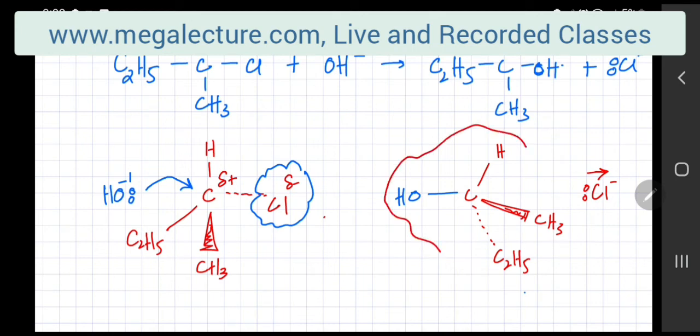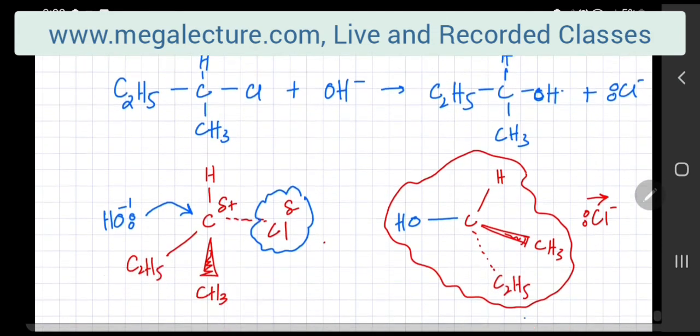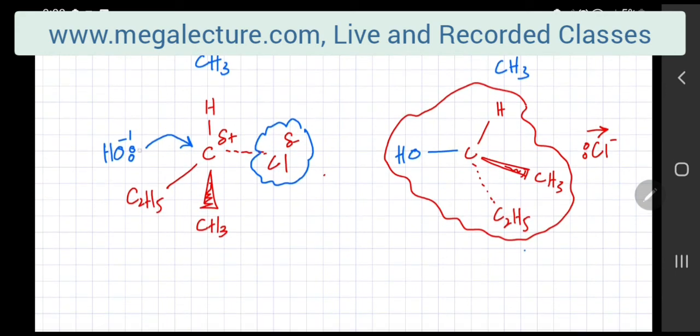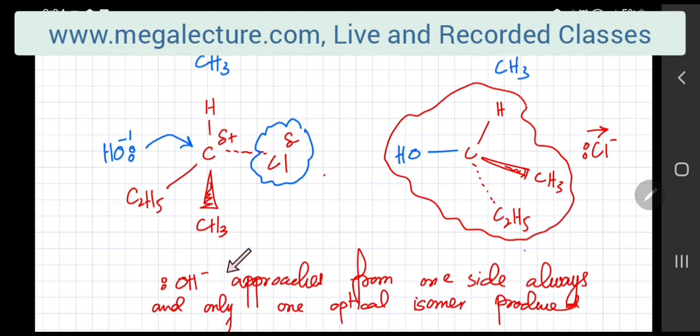So every time you're not going to get both versions, just one version of the optical isomer, which is this one. You're not going to get the mirrored version because the OH is always going to attack from one side. So in the SN2 mechanism, the OH always decides to attack from one side because the other side is negatively charged. So the negative OH is not going to attack from that side. So it always comes from this side, all the bonds get pushed to this side, and you always get one type of optical isomer. So here I've written that down: always approaching from one side, and only one optical isomer is always produced.